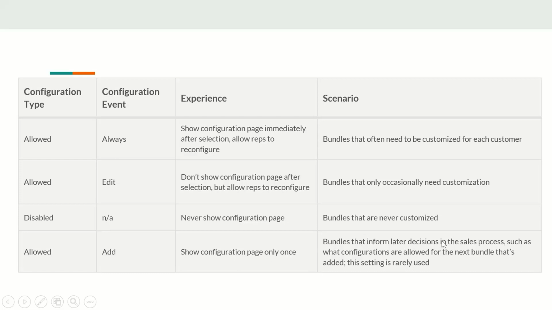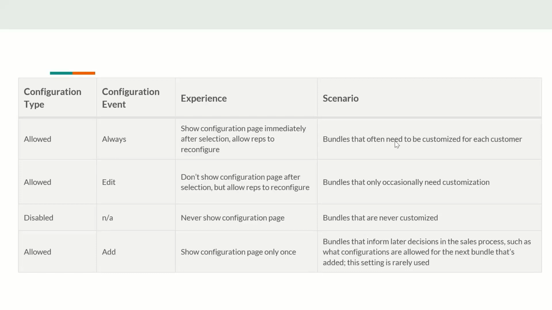Bundles that inform later decisions in the sales process, such as what configurations are allowed for the next bundle that's added. This setting is rarely used. Okay. So the first one is mostly when we want to customize the product bundles according to the user requirement, then we use allowed and always. If we want to occasionally customize the product bundles, at that time we use allowed and edit.